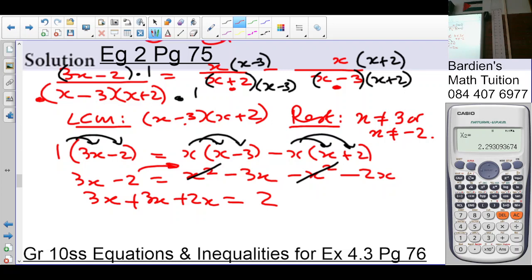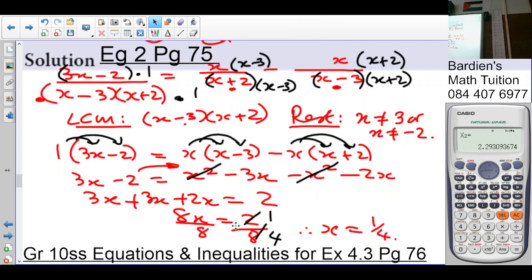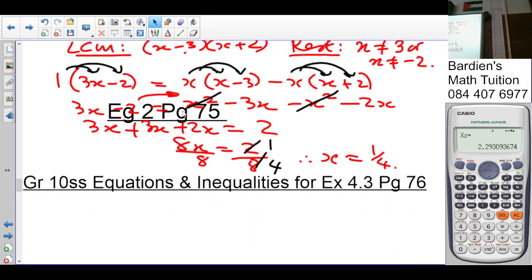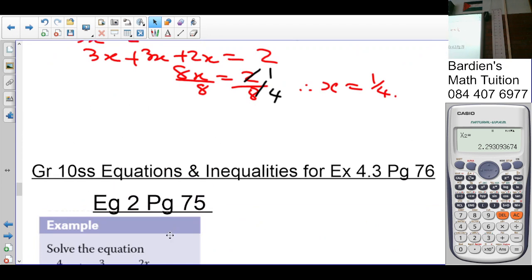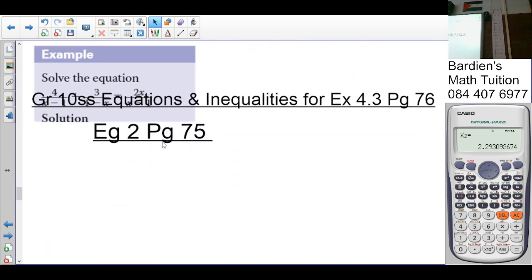Why? Because I'm bringing the x's to the left, and the numbers to the right. Can you see that, people? Yes. What's 3x plus 3x? 6x, plus 2x? 8x. 8x is equal to 2. How do I get x on its own? Divide by 8 on both sides. So therefore x is equal to 2 goes into 2 once, 2 goes into 8 four times. So the answer is 1 over 4. Is that correct? Any confusion there? Look at example 3. Example 3 is on page 76.